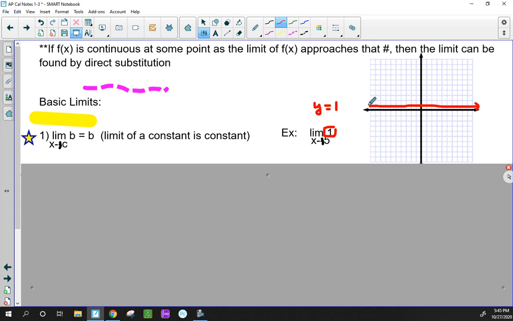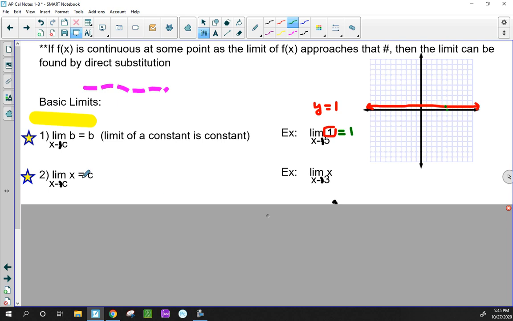Graphically, we can see what's going on. Now the question says, what is the height of this graph as x approaches 5? Here's 1, 2, 3, 4, 5. At 5, I can see this graph has a height of 1. In fact, no matter what value I choose for x, the y values are always 1. And so the limit of a constant is a constant. It's going to be the same as this number.